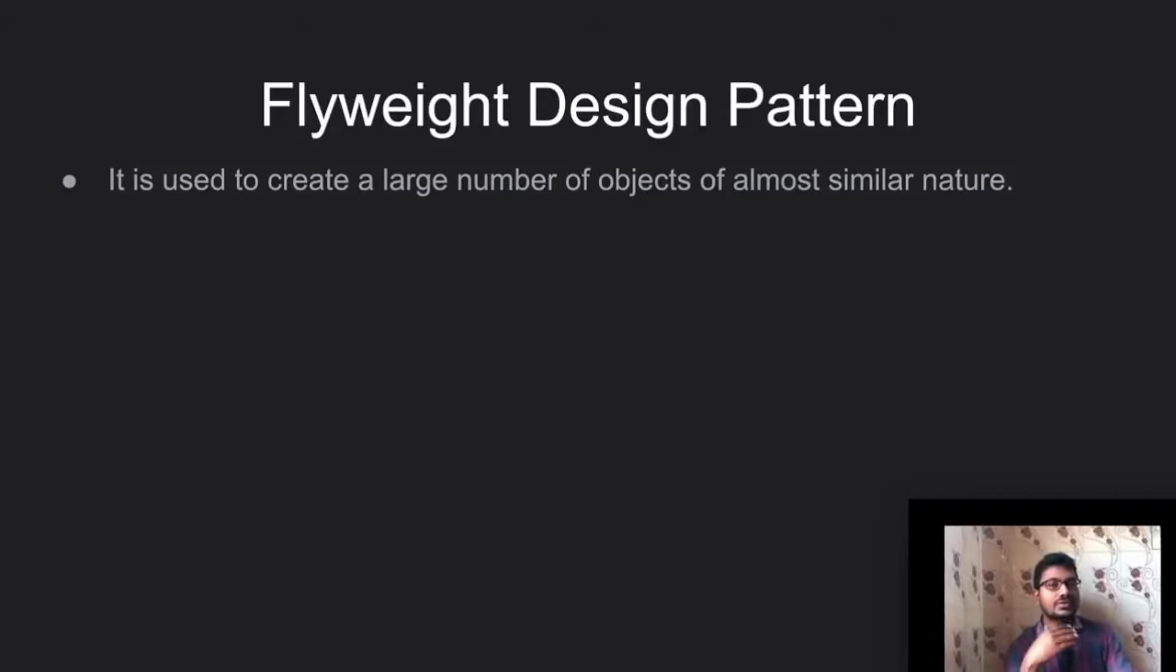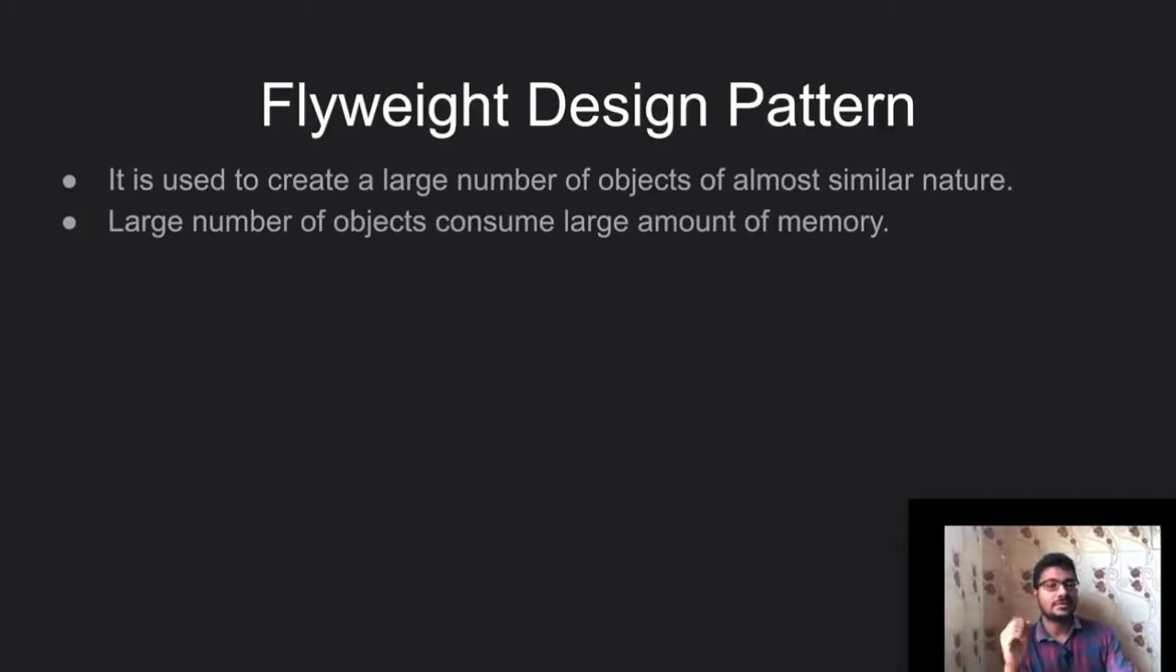If we can reuse something, then we can save memory. By saving memory, it eventually improves the performance. So flyweight design pattern is one of those which saves some amount of memory by reusing the existing objects. So it is used to create a large number of objects of almost similar nature. If the objects are of similar nature, then we can create n number of objects without bombarding the memory. We can reuse the objects.